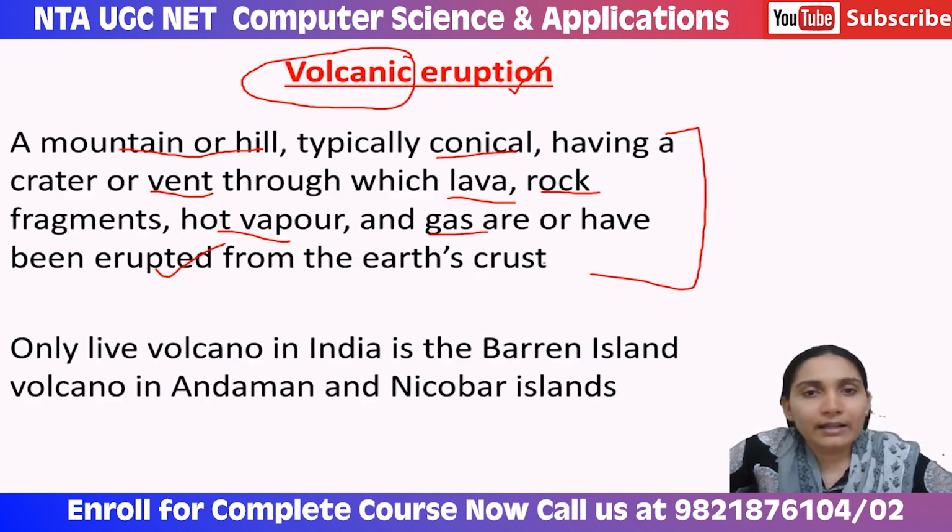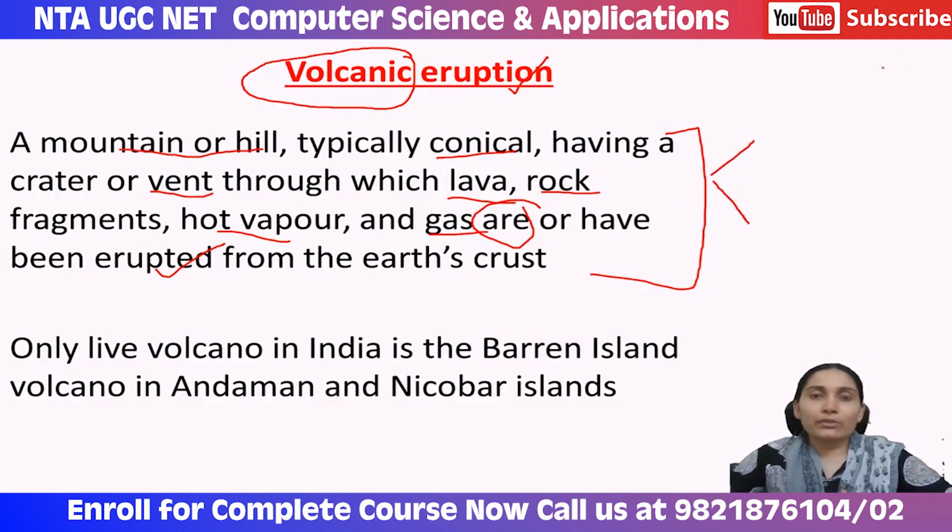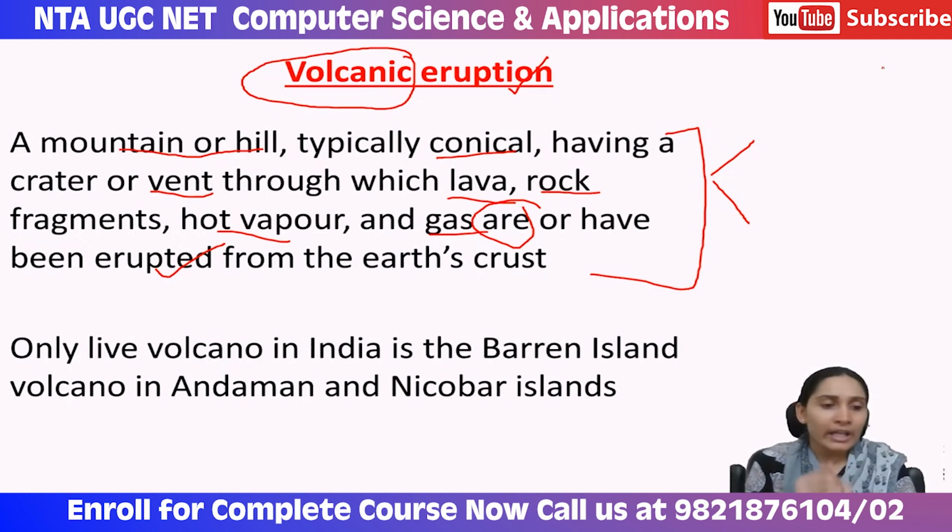So why is it said that they are erupting or have been erupted? Because there are active volcanoes and inactive volcanoes. Those volcanoes which have erupted in the past and are still active are called active volcanoes. Those which are inactive are called inactive volcanoes.